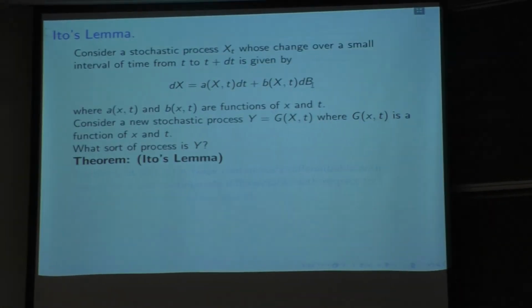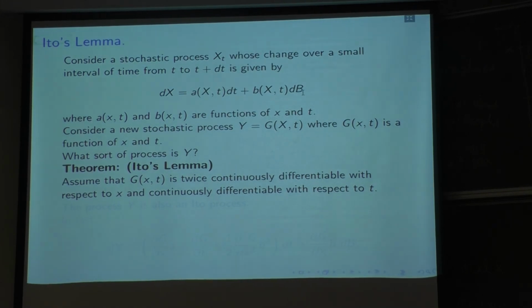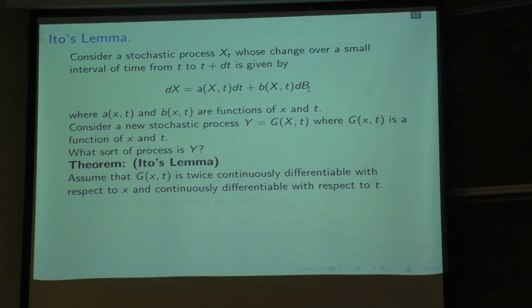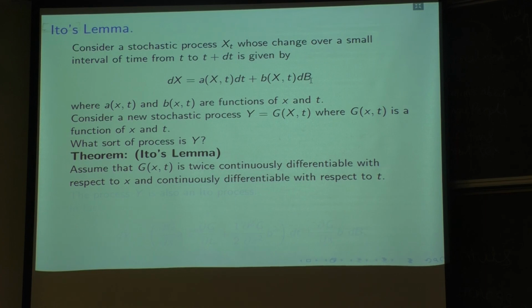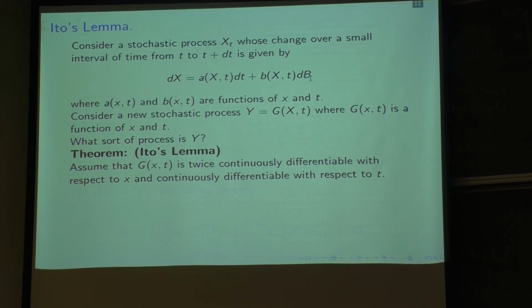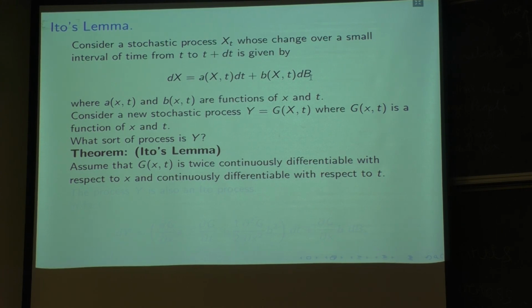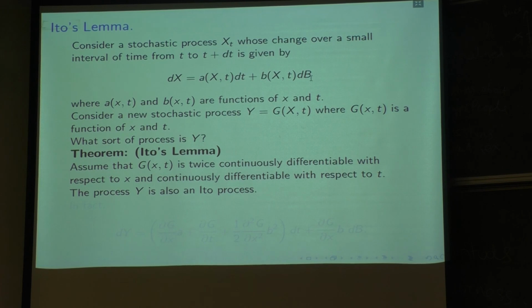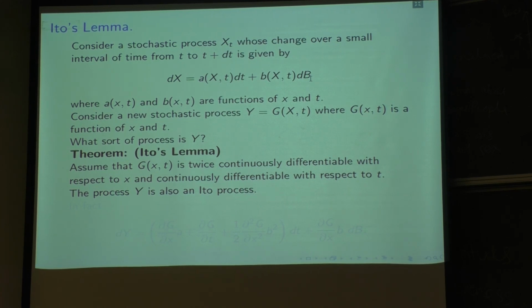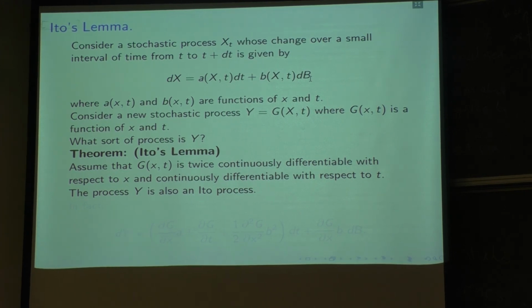Ito's lemma is saying, if this function g is not too bad, so it has to be twice continuously differentiable with respect to the first variable and continuously differentiable with respect to the second variable, which means that it has a continuous second derivative with respect to x and a continuous partial derivative with respect to t. So if g is not too bad, then Y is also an Ito process. Aha, what does that mean? What sort of a statement am I making when I say Y is also an Ito process? What is an Ito process?